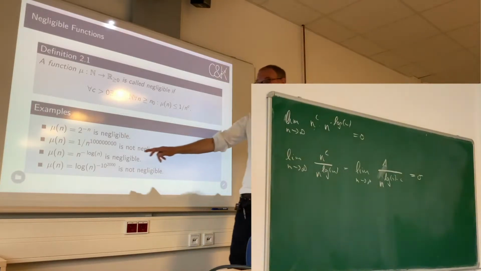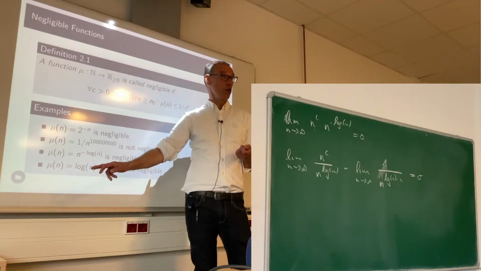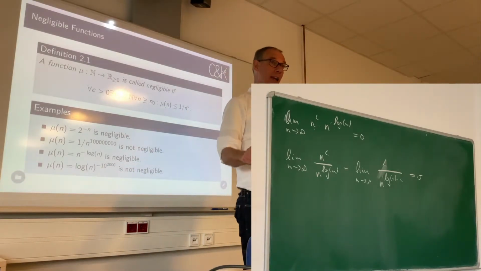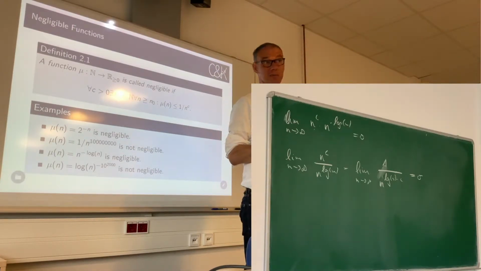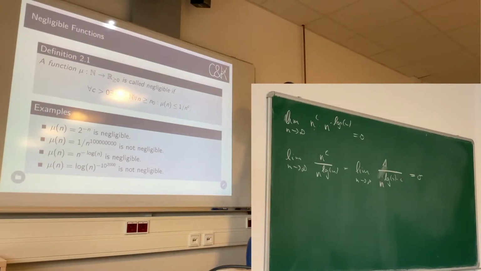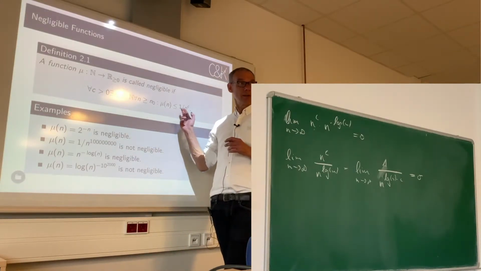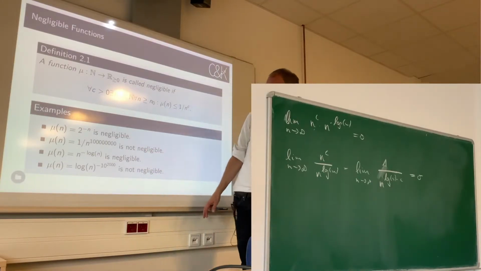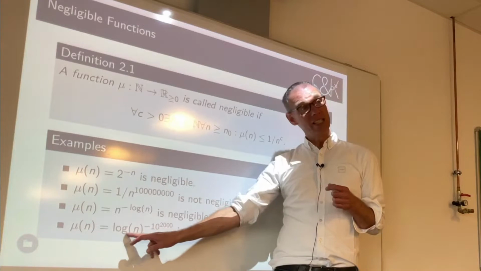I could even put in here n to the minus log n, still negligible. I could put in an n to the minus log star n. Log star, funny looking function. Still negligible. So negligibility requires being eventually smaller than any polynomial, but something like this is good enough. This here is not negligible, although this is a huge number, because this guy here is only log n.